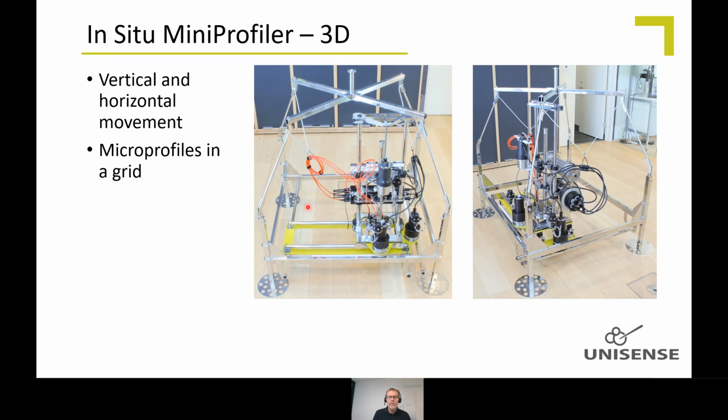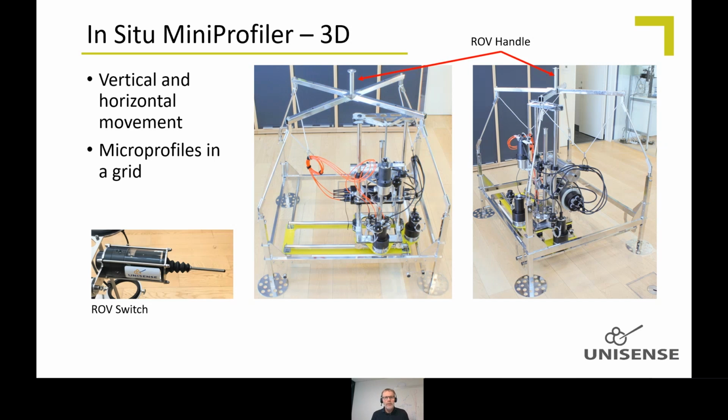You can measure profiles in a grid, and then you can really get many profiles in one deployment. This one is mounted with an ROV handle. We can do that for all the different systems, so an ROV can grab the profiler and place it on the seafloor.